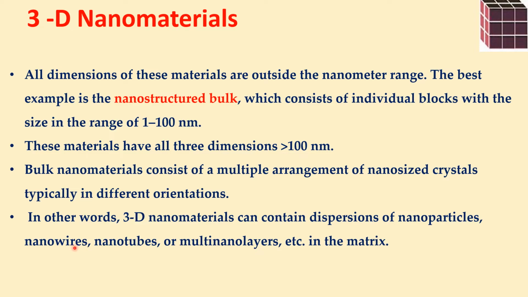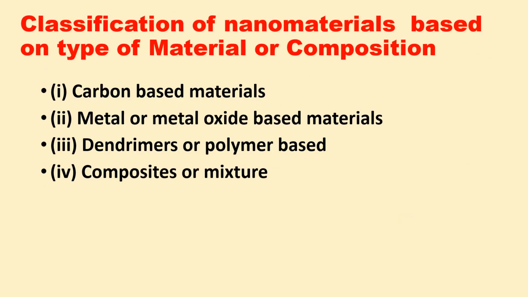So it is nanowires, nanotubes, or multi-nano layers, and if they are mixed within some matrix or some polymer, then we can say these are 3-dimension nanomaterials. Now the classification of nanomaterials based on the type of material or composition. These may be carbon-based materials, metal or metal oxide-based, dendrimers or polymer-based, and composites or the mixture-based materials.